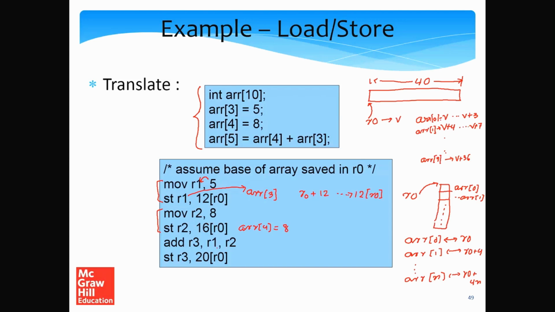Finally, we add R1 plus R2 because they contain the values that were stored, and we save it in R3, and the value of R3 is again saved in 20(R0). 20 is the offset and R0 is the base. So this is essentially the memory address of the sixth element, array[5]. So here we save R3, which is R1 plus R2.